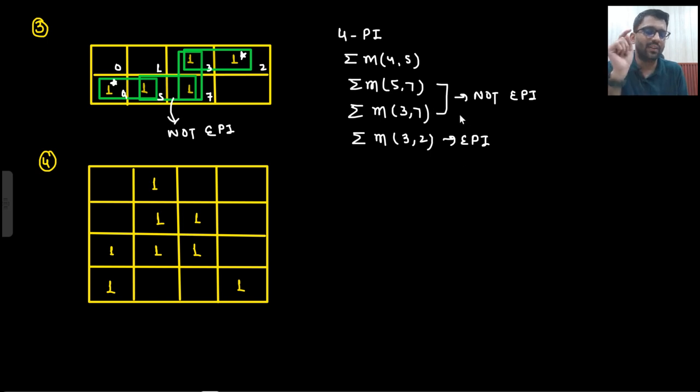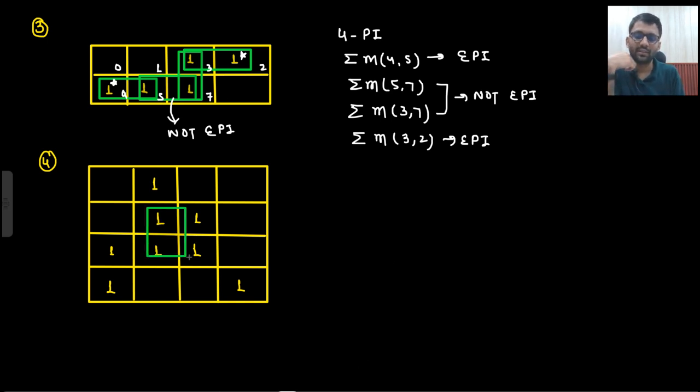These 2 friends are not that important, because 3 has one more friend, 7 has one more friend. So 3, 7 is not important. 5, 7 is also not important, because 5 is having one more friend, that is 4, and 7 is having one more friend, that is 3. So this is also not important, but these friends are important because 4 is alone and 3 is alone. 2 is alone. So these 2 are essential prime implicants. So in that manner you can think.